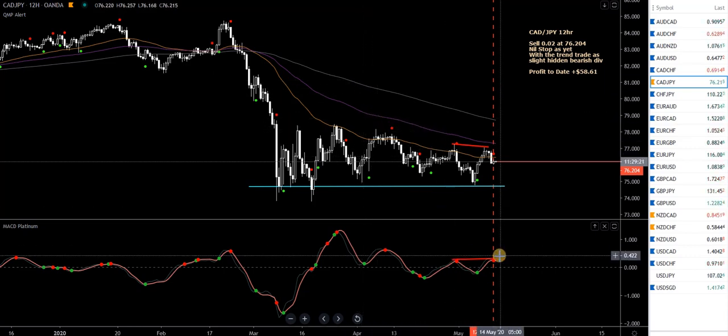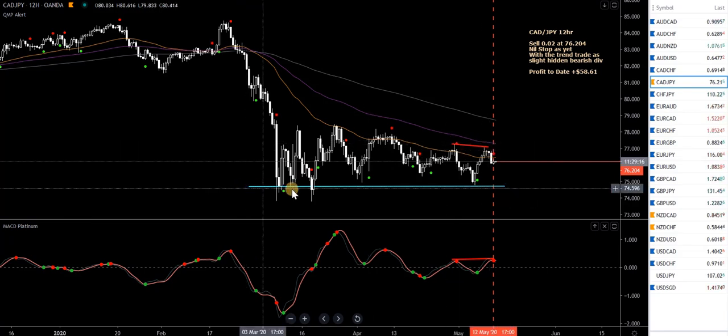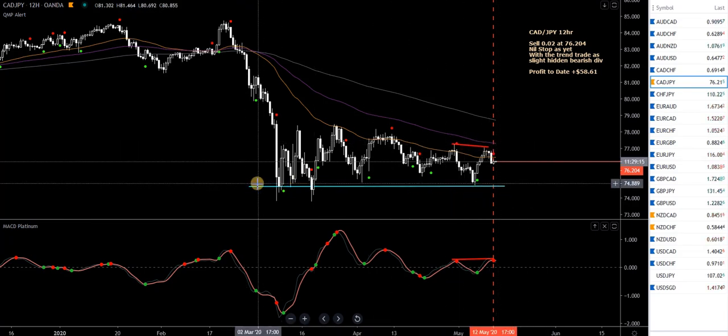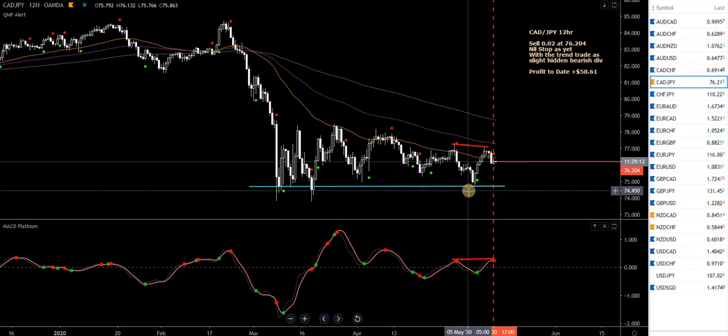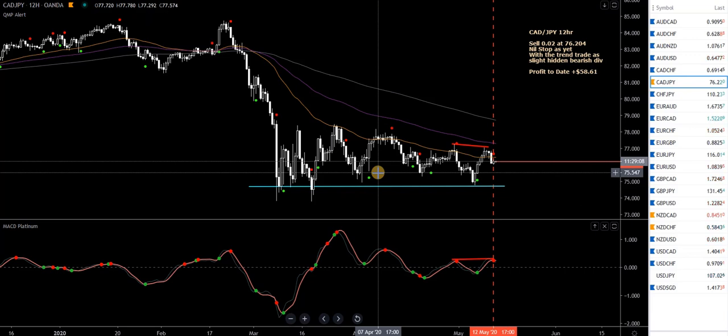If you see red trend lines, it normally means bearish divergence. If you see blue trend lines like this, it's just something that attracts my attention. In this case, it's a support level. And if you see green trend lines, it's bullish divergence.